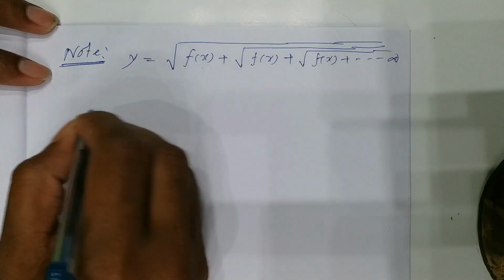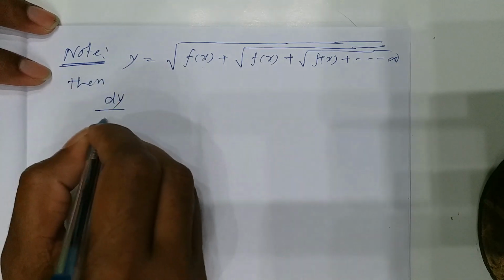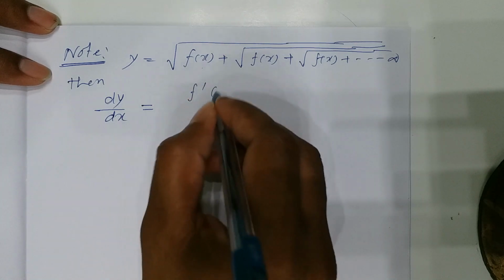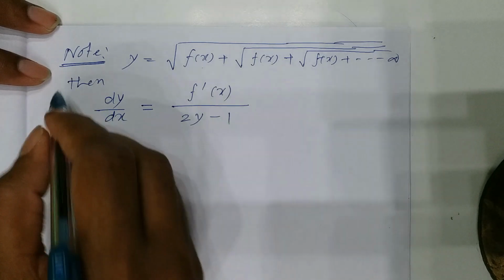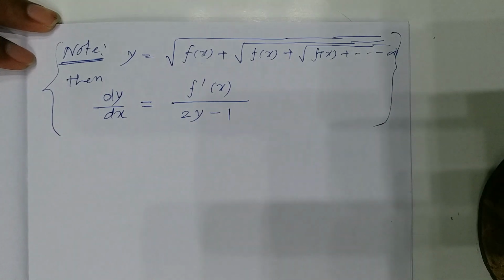In all cases the result will be, you can write here, dy/dx is equal to simply f dash x divided by always twice y minus 1. So this note is given only for your entrance exam.